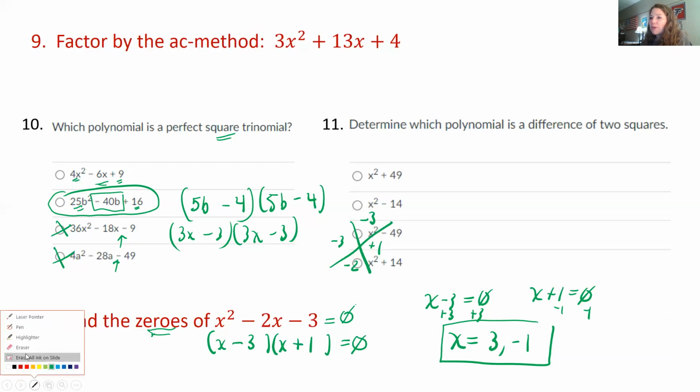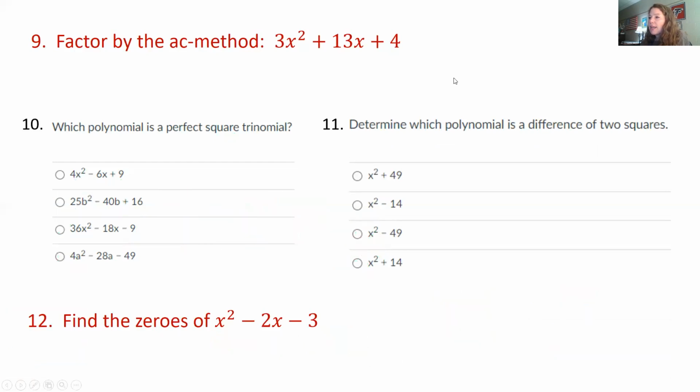Clear the board. Oh, 11, we did, excuse me. We did 12 first, but it doesn't matter.